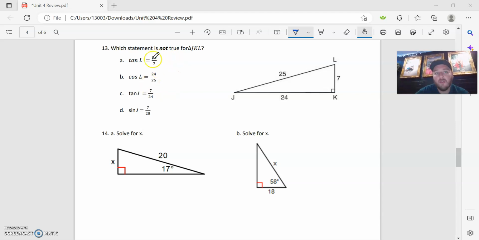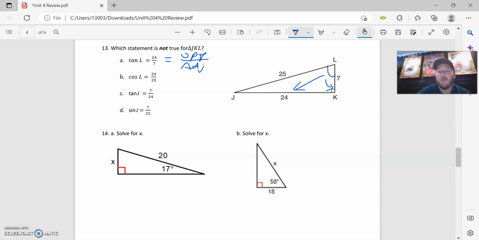When it asks for which statement is not true, what some people are still having problems with is just simply identifying the ratios. So I wanted to focus on this one. Let's look at tangent of L. What we need to do is start by focusing on the angle I'm going to look at. Tangent of L is the opposite over adjacent, right? Tangent equals opposite over adjacent.